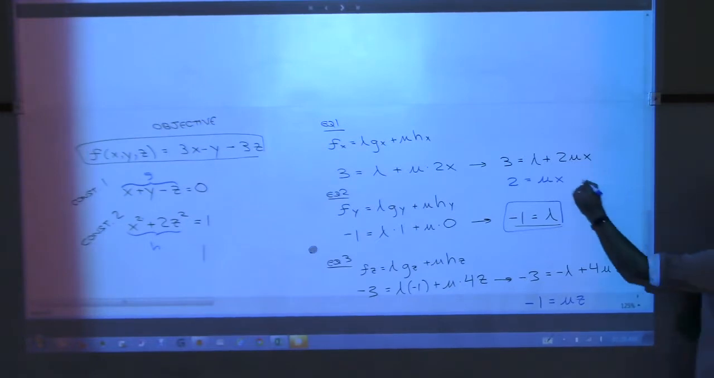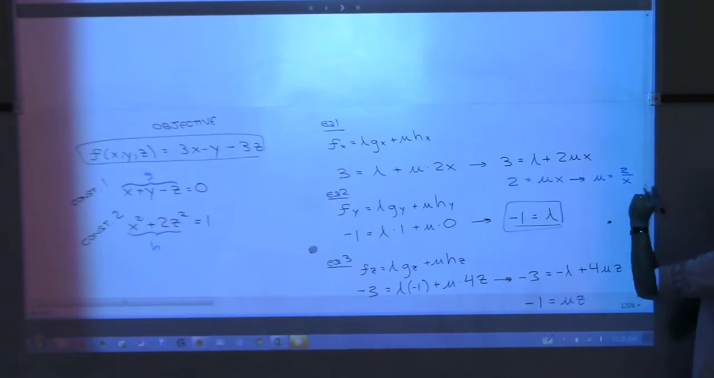You want to solve this for mu real quick? If I solve that for mu, it is equal to what? 2 over x. Okay, but you just created a potential problem, didn't you? You'd have to say that x couldn't be 0. I don't like that, though.